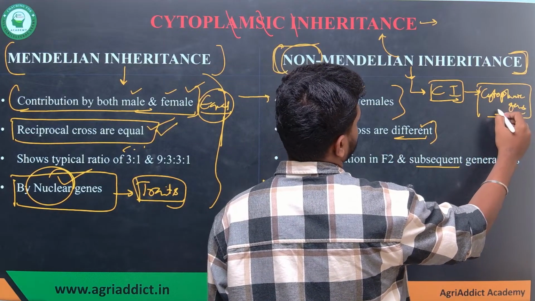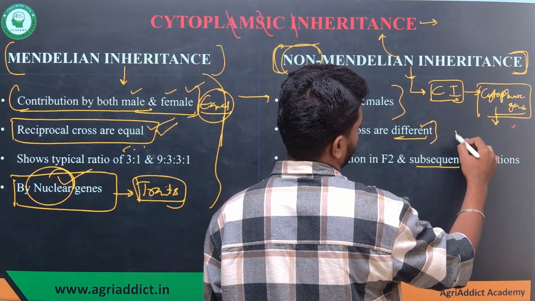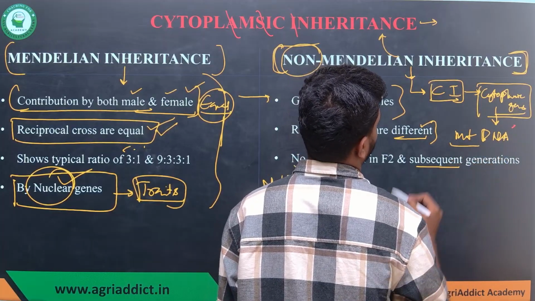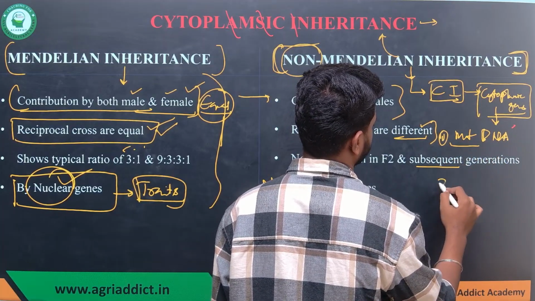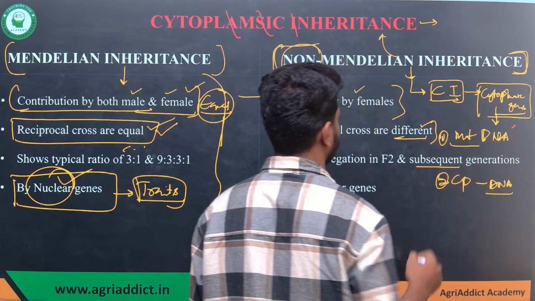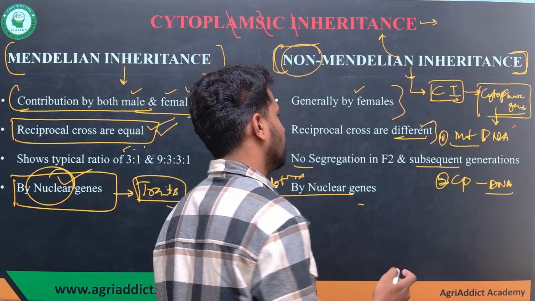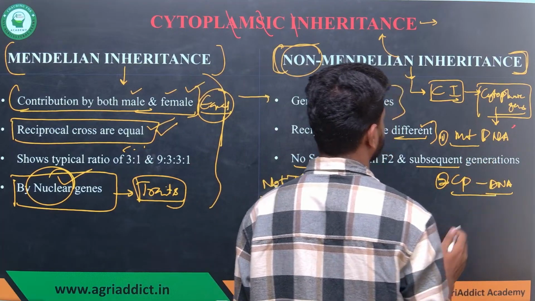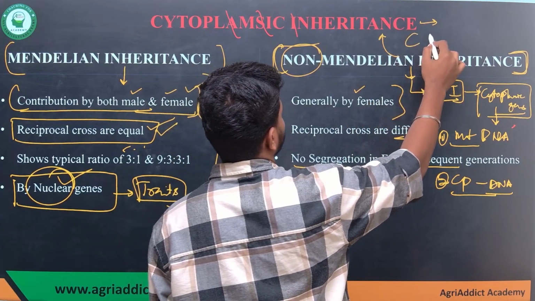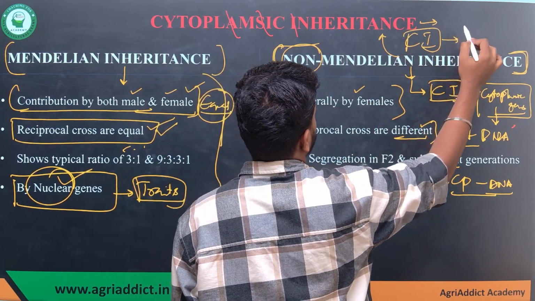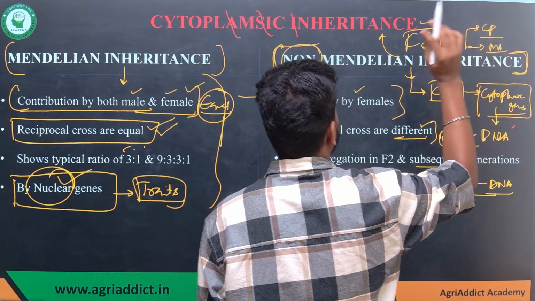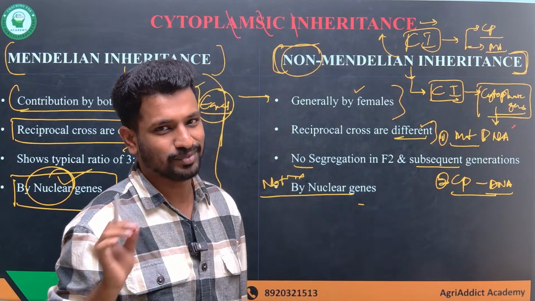Before that, what are cytoplasmic genes? Where are these genes located? The cytoplasmic genes are located in two important cell organelles: the first is mitochondria and the second is chloroplast. The DNA present there, which carries the genes and information, is called mtDNA, mitochondrial DNA, and cpDNA, chloroplast DNA. In simple words, cytoplasmic inheritance means the genes are located only in chloroplasts or mitochondria. Only these two cases exist for cytoplasmic inheritance.